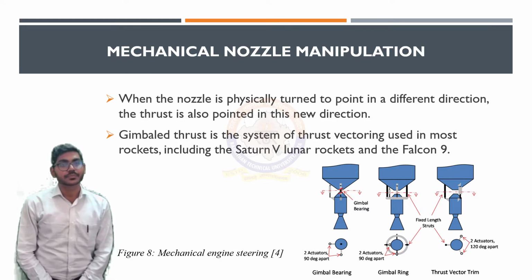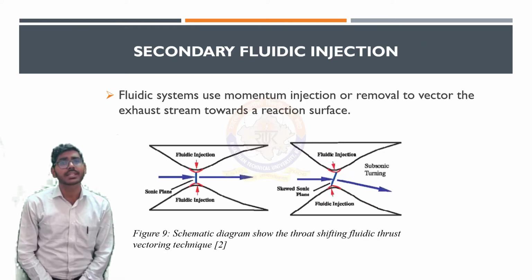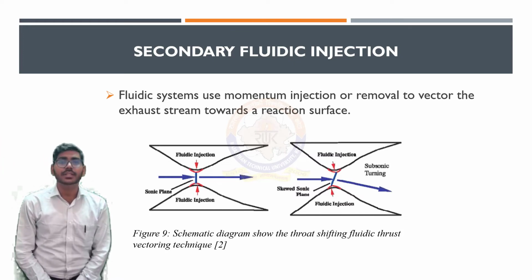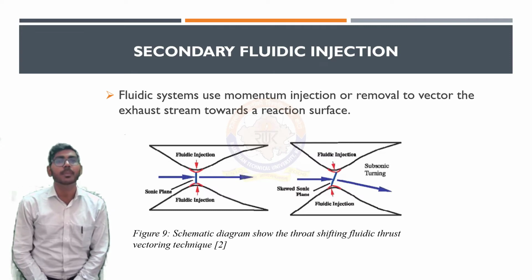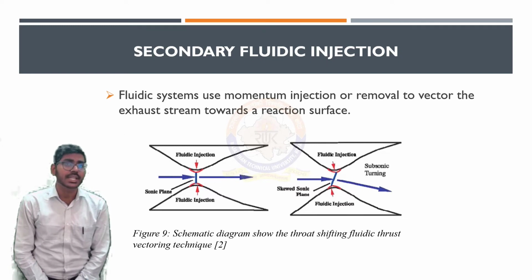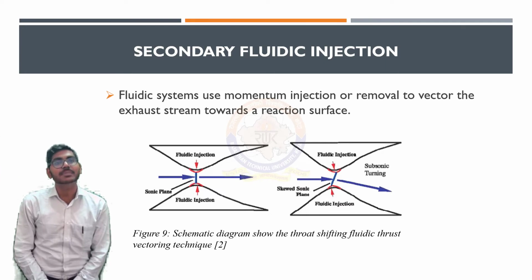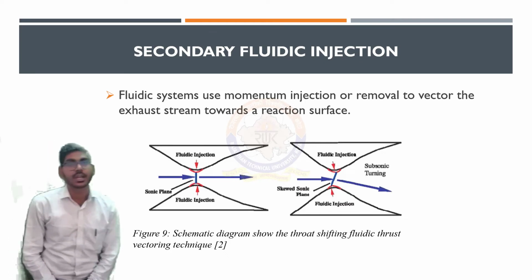Secondary fluidic injection. Fluidic systems use momentum injection or removal to vector the exhaust stream towards a reaction surface. Mechanical thrust vector control systems are effective and efficient in terms of force and moment generation. However, they can be complex, heavy, difficult to integrate, and aerodynamically inefficient. In contrast, fluidic systems are lightweight, simple, and relatively inexpensive. Figure 9 is the schematic diagram showing throat shifting fluidic thrust vectoring technique.